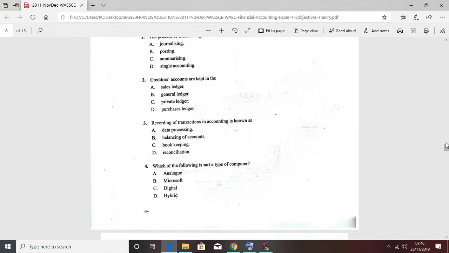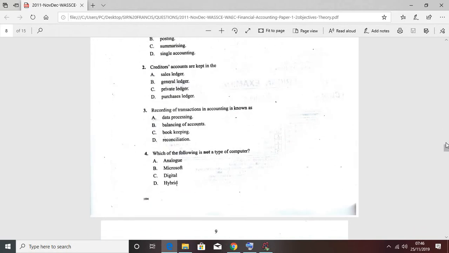Question number 3. Recording of transaction in accounting is known as. Accounting is all about recording transactions that happen in the business. So we are saying that recording of a transaction in accounting is known as what? Option A says data processing. No, it's not data processing. Data processing means processing the raw data to obtain information. Even though in accounting we do process some information, recording a transaction does not fall under that.